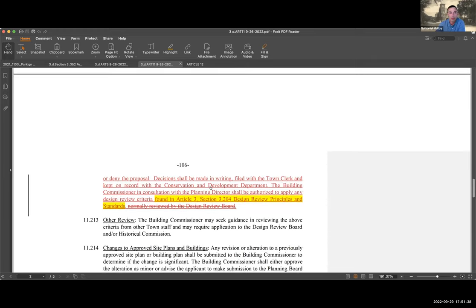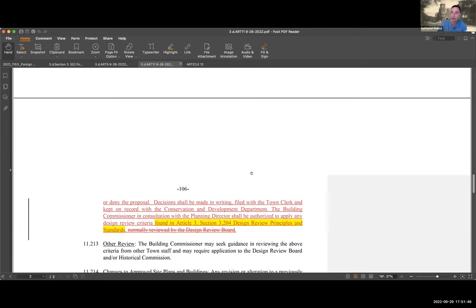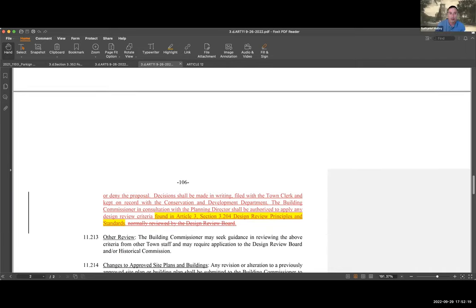And so it's only for administrative approval, right? This is only if there's no site plan review required. If site plan review is required, the design review board is often used for advisory recommendations to the planning board for a project. And so in any instance, the ZBA or planning board can ask the design review board for assistance reviewing a project, whether or not it's in the design review district. And this just authorizes him to go seek that advice. Or no, it authorizes the building commissioner to apply them, not just get the advice, to require things be complied with instead of seeking the advice.